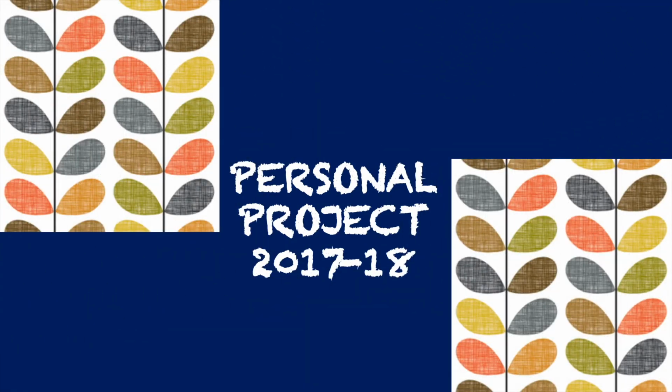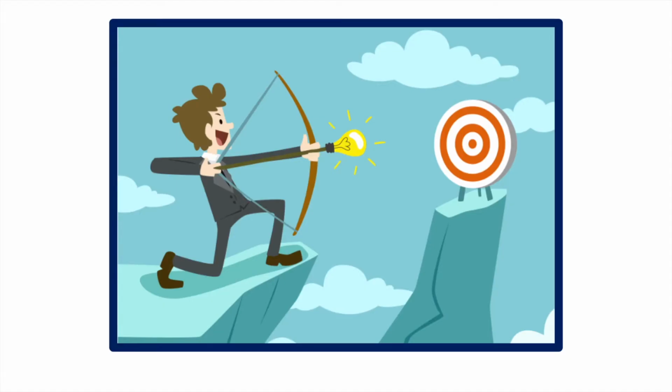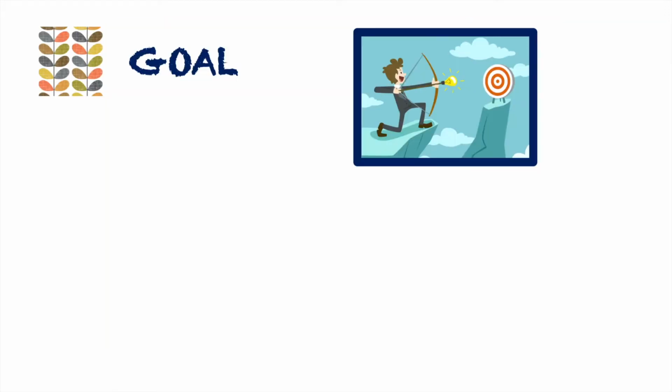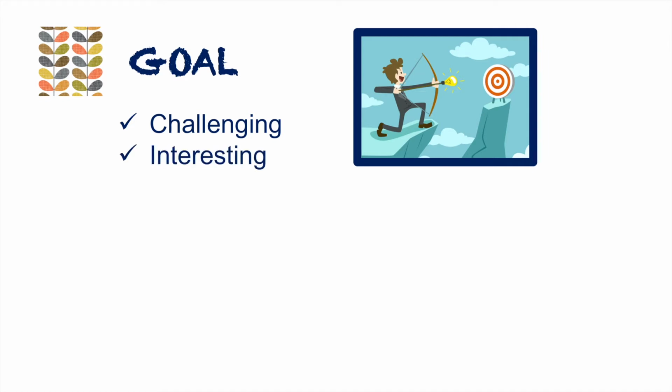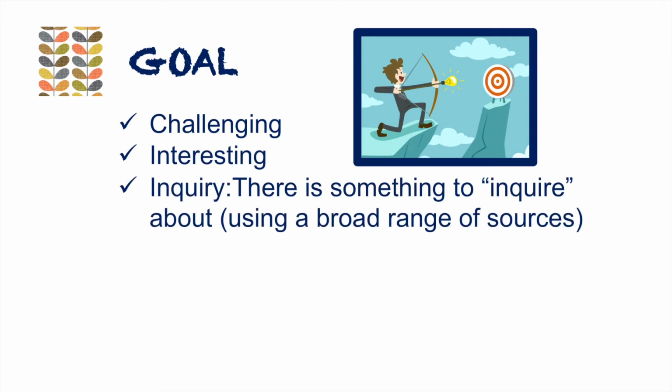Let's continue this personal project process for this school year. We're going to start with three things: the goal, the inquiry questions, and the action plan. Your goal is what you want to achieve during the personal project. Your goal must be challenging for you. It must be interesting. There must be something to inquire about.